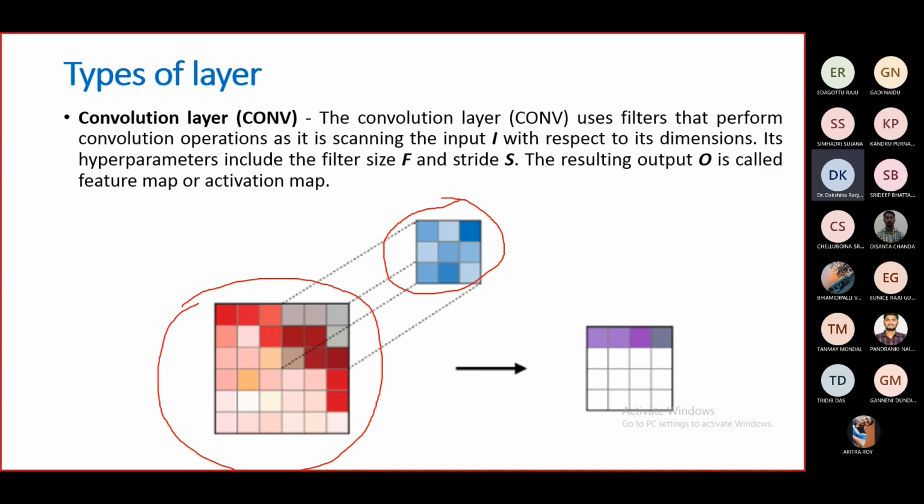So if we decide initially on random values for the weights in the filter, then this filter will slide across this image. This sliding may be overlapping or non-overlapping.